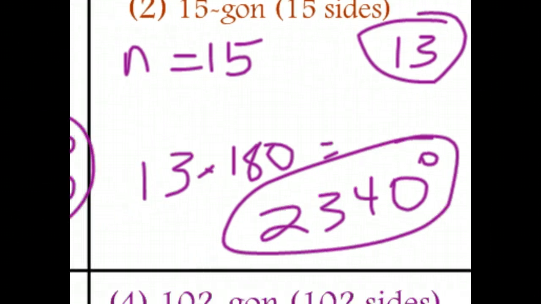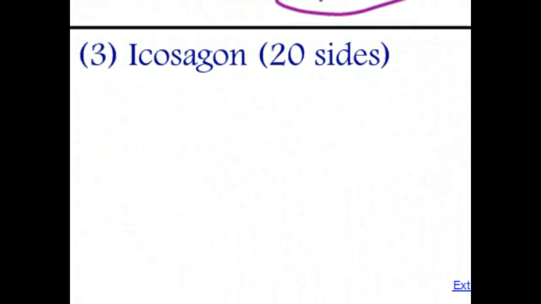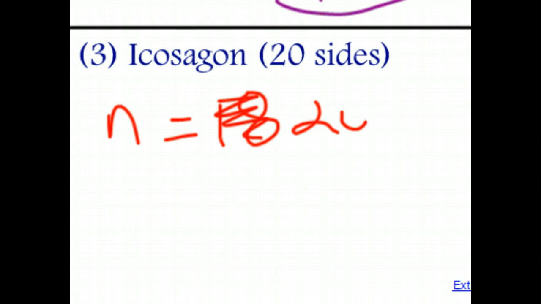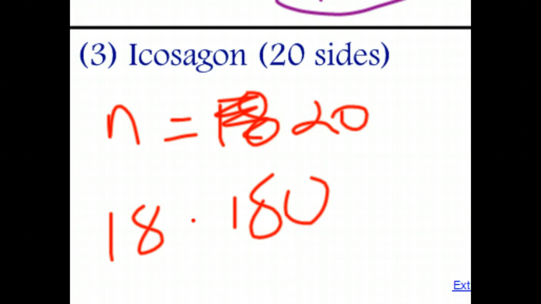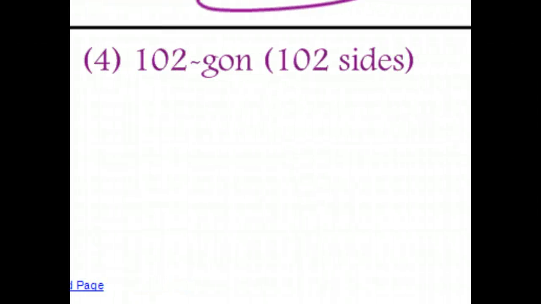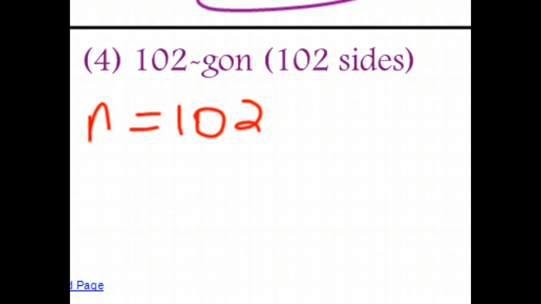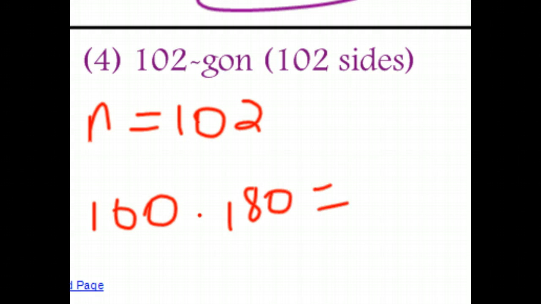And so now looking at number 3, the icosagon, we can see that in that case n is equal to 20. When we subtract 2, we get 18. 18 times 180 will give us the number of degrees in an icosagon, and it turns out that any icosagon has 3,240 degrees. Finally, we're looking at a 102-gon in number 4. N equals 102. N minus 2 equals 100, and so 100 times 180 means that in any 102-gon there are 18,000 degrees.